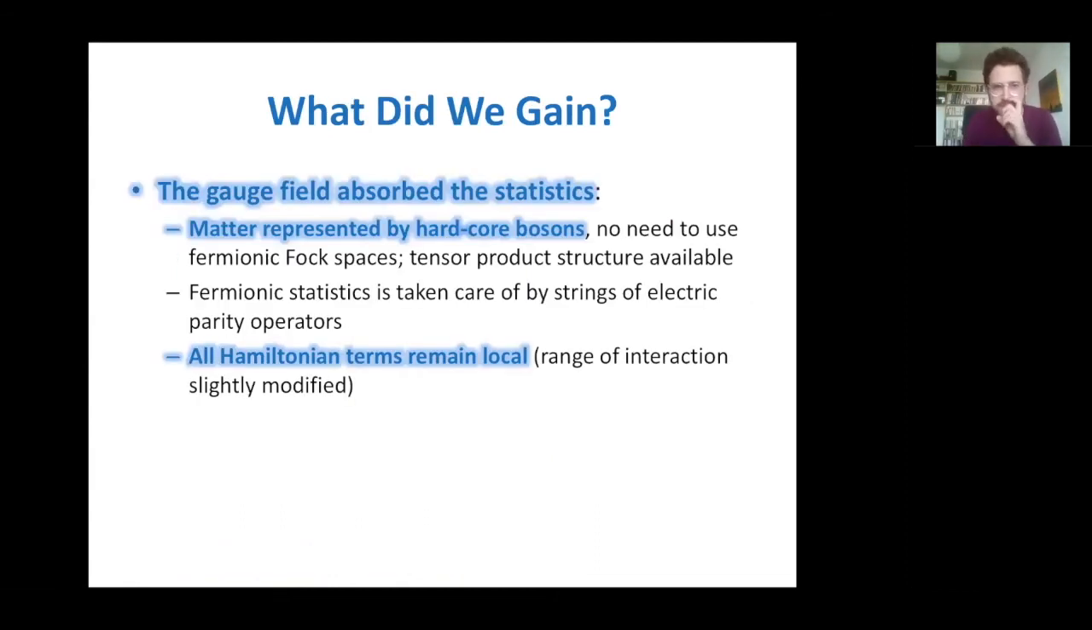What did we gain? As I said, the gauge field absorbed the statistics. The matter is now represented by hardcore bosons. We don't need to use fermionic Fock spaces, and we can just factorize things into tensor product spaces. The fermionic statistics is taken care of now by strings of electric parity operators. All the terms in the Hamiltonian remain local, although the range of interaction is slightly modified to the neighboring links.